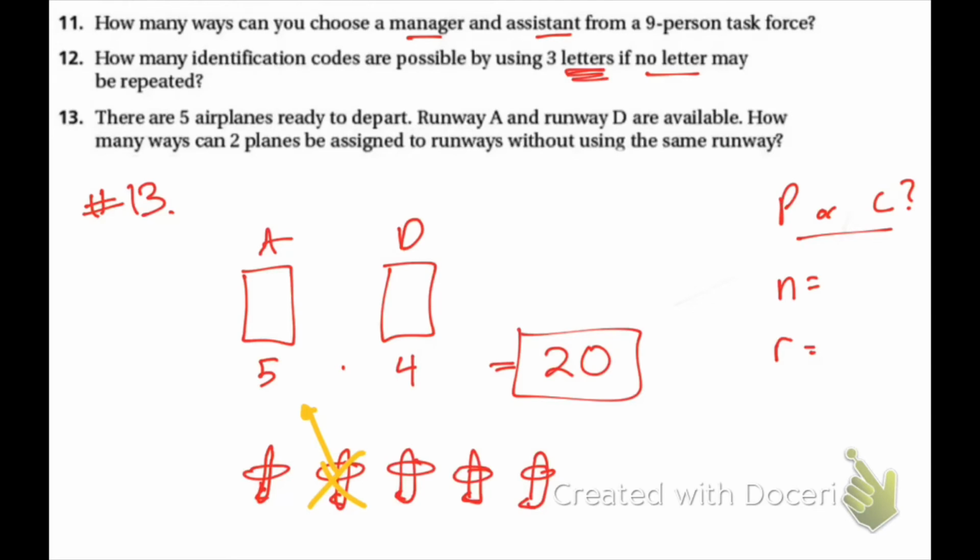So this is kind of like the Cinderella example, because once you assign a plane, it can't be reused. Another way you could do this is using a permutation. You have 5 items, and I'm selecting 2. So you could use 5P2 to get 20 as well. Both ways work fine.